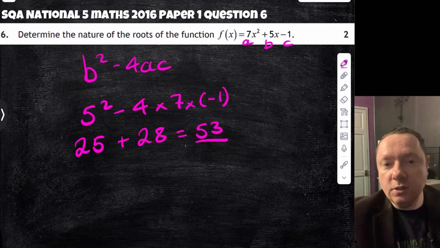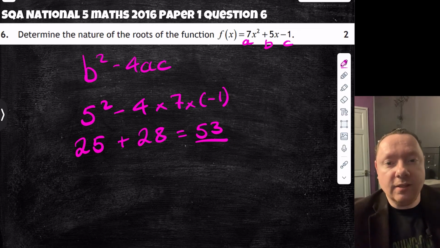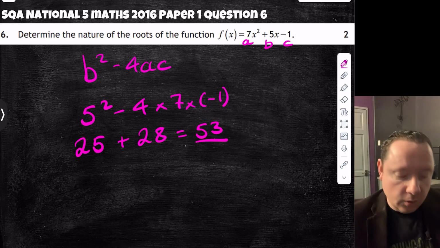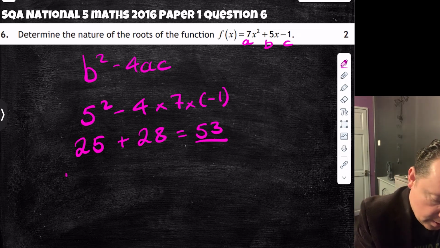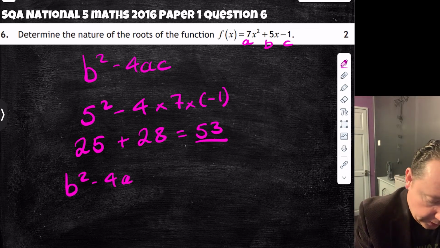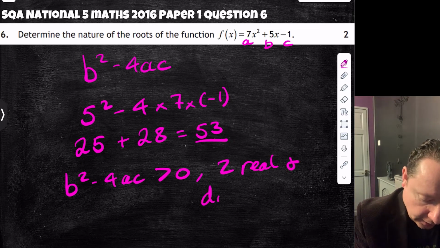So there's 3 options. If b squared minus 4ac is positive, it's got 2 real and distinct roots. If it's equal to 0, it's got 2 real and equal roots, or 1 real and equal root. And if it's negative, it's got no real roots. So since b squared minus 4ac is greater than 0, it has 2 real and distinct roots.